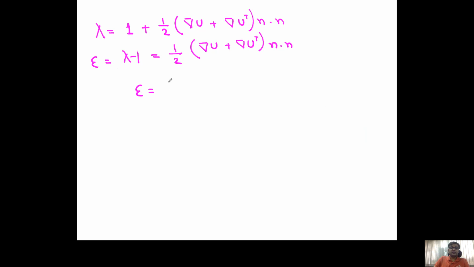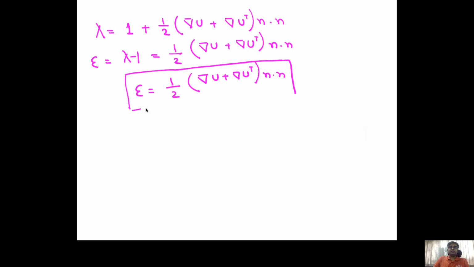So let me write it down once again and then box it. So this is the strain displacement relation, and remember always that we are talking about longitudinal strain here. So this is the relation between longitudinal strain and displacement, right? So this is your strain displacement relation in a vectorized form.